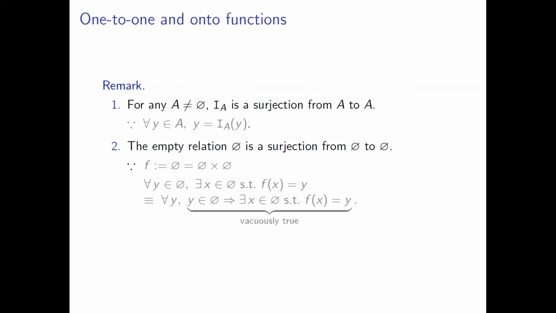The statement y is an element of the empty set is clearly false. So the condition if y is in the empty set, then there exists an object x in the empty set such that f of x equals y is true. This holds for any object y. Hence, the entire quantified statement is true, and the empty set is indeed a surjection from the empty set to itself.